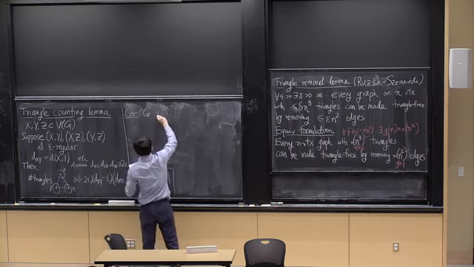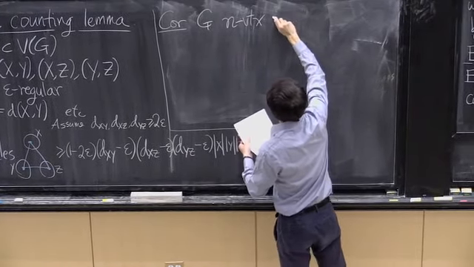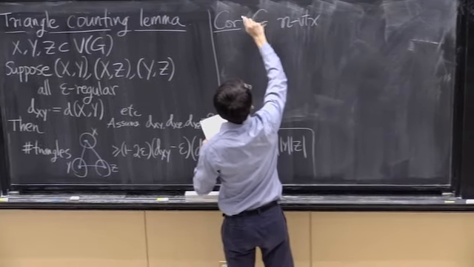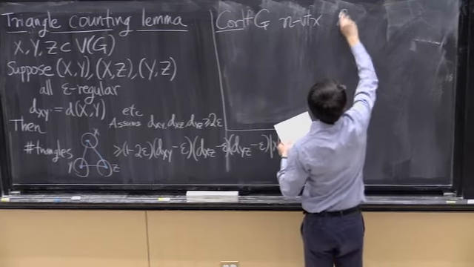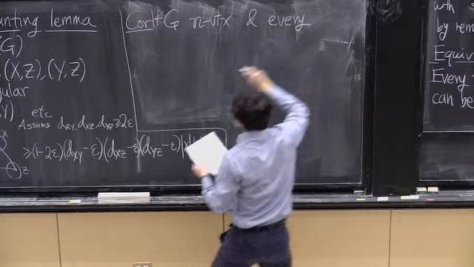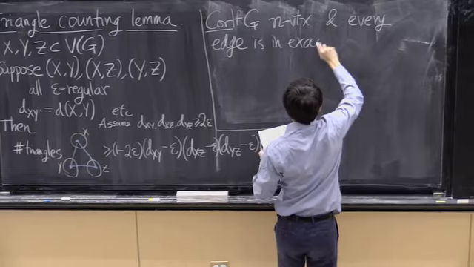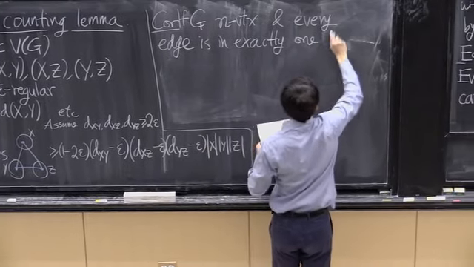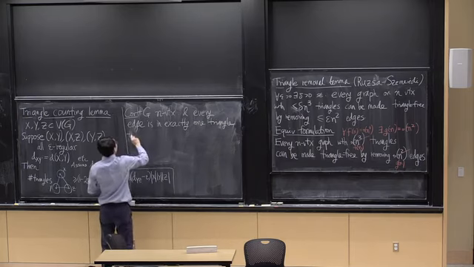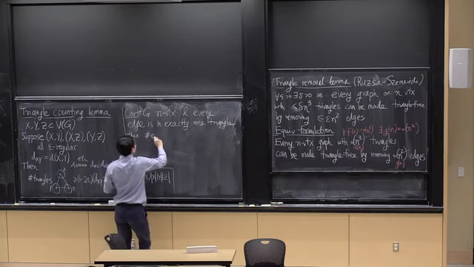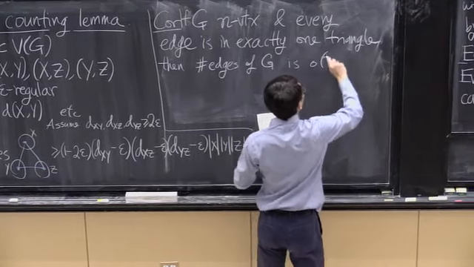Namely, that if you have an n-vertex graph G, where every edge is in exactly one triangle, then the number of edges of G is little o of n squared.